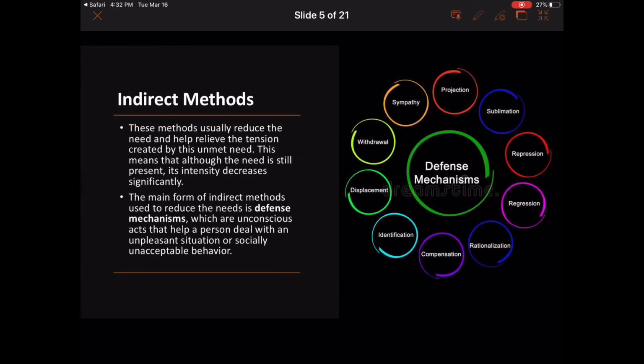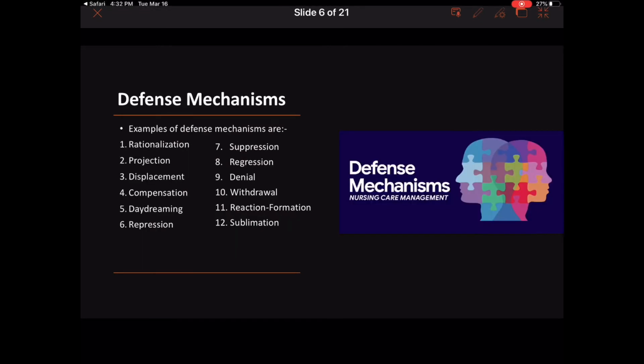We have some indirect methods. These indirect methods usually reduce the need and help relieve the tension created by this unmet need. This means that although the need is still present, its intensity decreases significantly. The main form of indirect methods used to reduce the need is defense mechanisms, which are unconscious acts that help a person deal with an unpleasant situation or a socially unacceptable behavior or urge that they have.